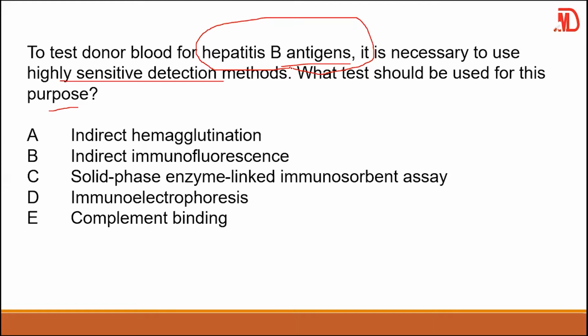Some of the enzymes they use include peroxidase, alkaline phosphatase, or glucose oxidase. These enzymes are used if we want to identify a specific antigen or antibody. So over here, our likely answer should be C. All right.